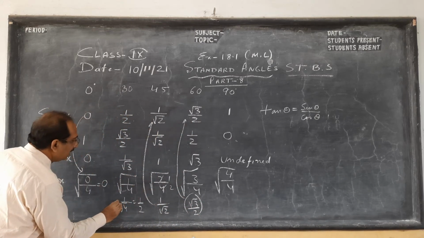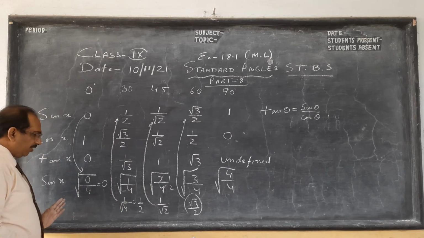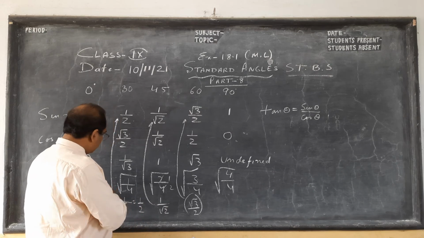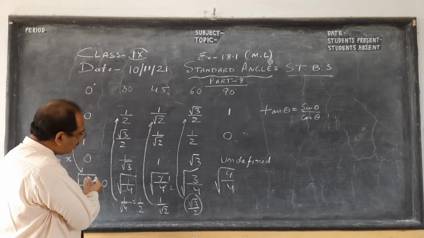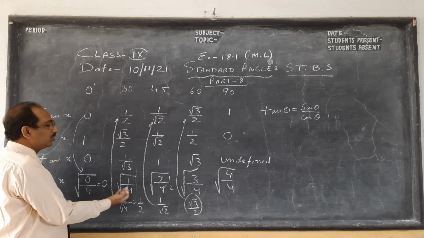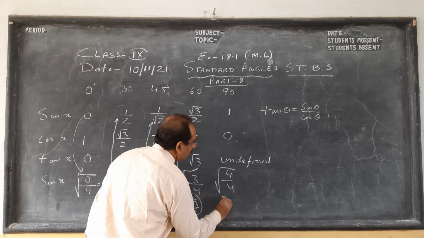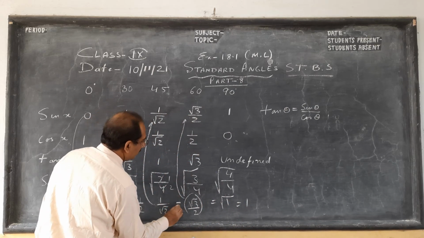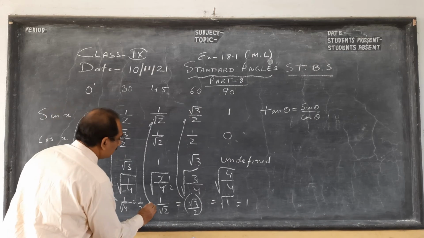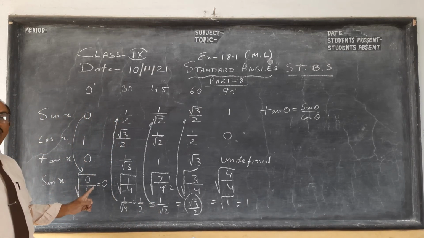This is for sine, and for cos I'll tell you just the opposite. We write 0 1 2 3 4 in reverse, that is the easiest, or you write 4 3 2 1 0. So here 4 by 4 is 1, root over 1 is 1. So children, this is how we remember in another way.